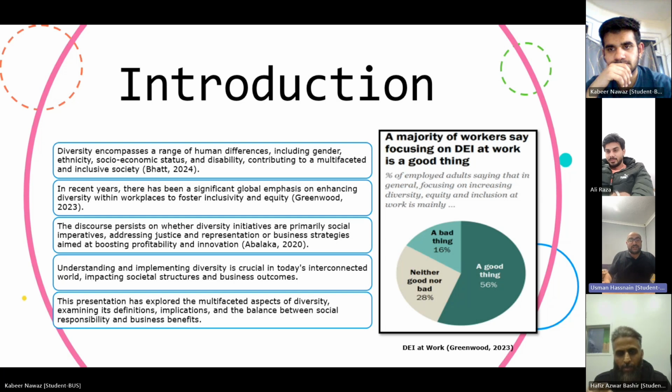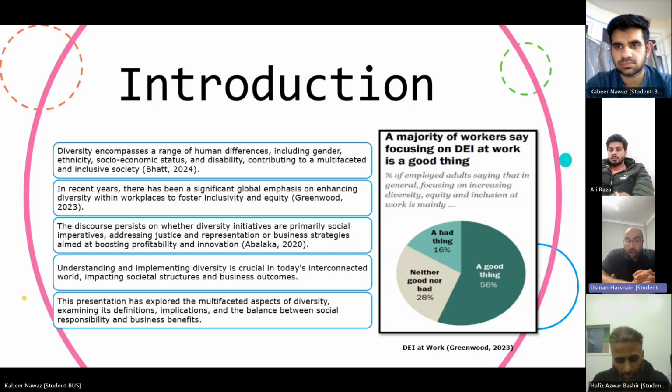The pie chart on the right side shows that about 56% of people consider DEI as a positive thing, suggesting a growing acceptance and recognition of its value in a workplace. Lastly, this presentation will explore diversity from multiple angles, including definition, challenges, and the balance between social responsibility and business performance, helping us understand DEI's broader significance.